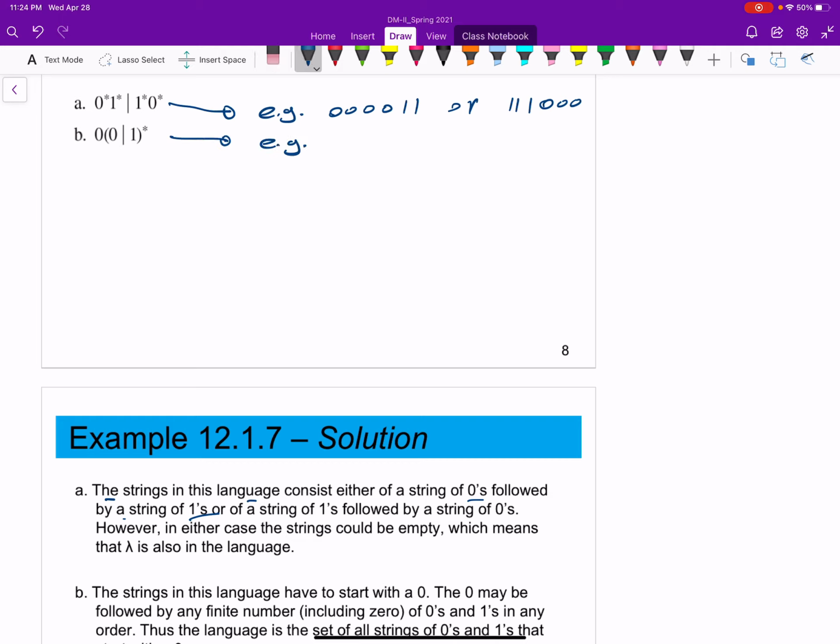In the next case, you should have 0 at the beginning, then you can have 0s and 1s. You can switch 0s and 1s, but at the beginning there should be a 0. The meaning of this dash is you can have either 0 or 1, anything. You can alternate if you need. And the meaning of this asterisk is you can have that many number of times.